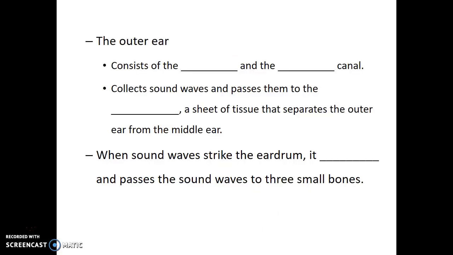The outer ear consists of the pinna and the auditory canal. So the pinna is that outer region of the ear that's composed primarily of skin and cartilage. It's flexible and shaped in such a way as to collect sound waves and pass them down the auditory canal to the eardrum.